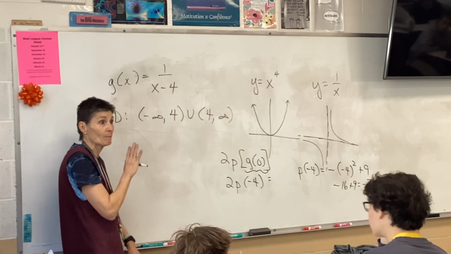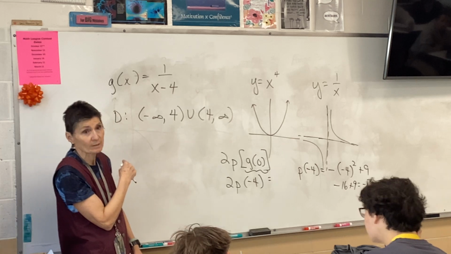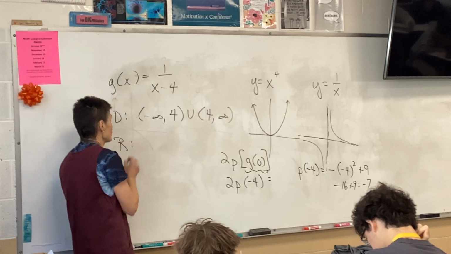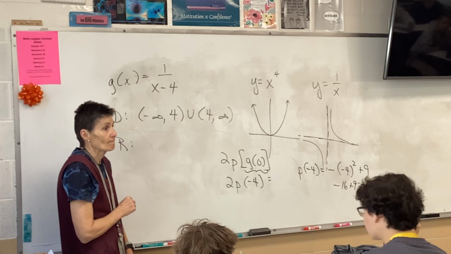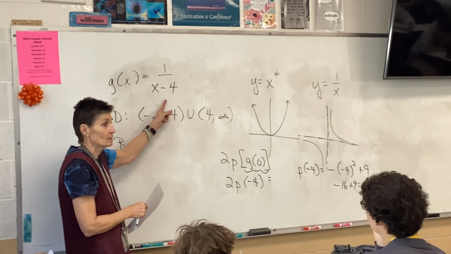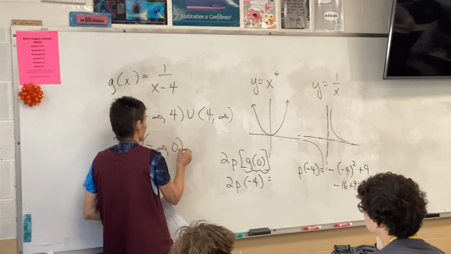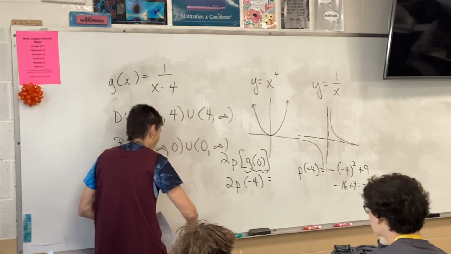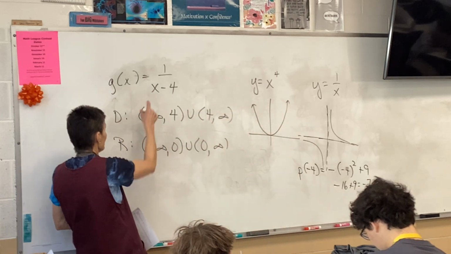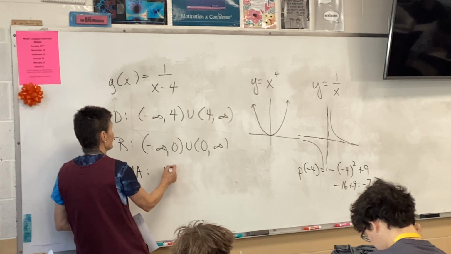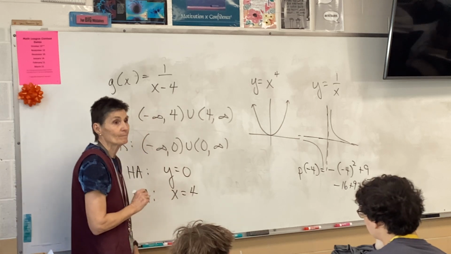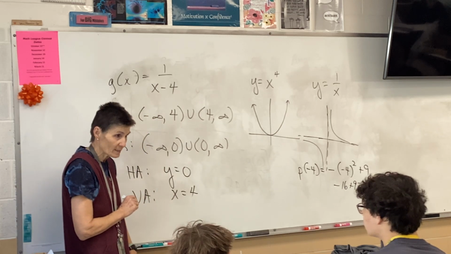I'm talking now about the original problem. This is not the answer to the question. This is the original. The domain's everything but 4. All right, what about the range? Everything but 0. This will have a horizontal asymptote at 0. So it's everything except 0. Perfect. Wonderful. And I just answered one of my own questions. This will have a horizontal asymptote at 0 and a vertical asymptote at 4. Would you agree with that?